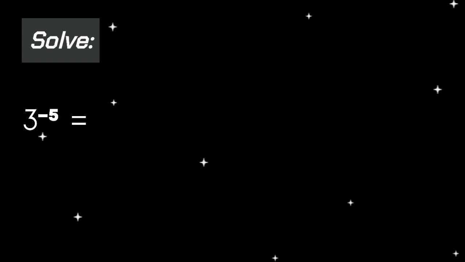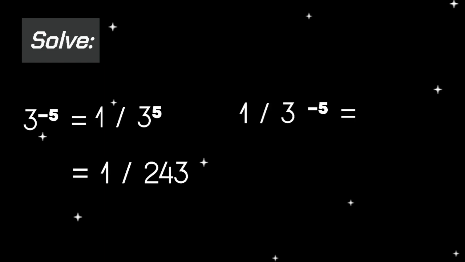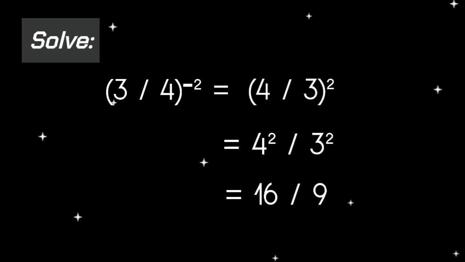First, 3 raised to power of negative 5. First thing to do is reciprocate, or 1 over 3 raised to power of 5, that would be equal to 1 over 243. What if the situation was like 1 over 3 raised to power of negative 5? Well, just reciprocate the number that has the negative exponent with it. So that would be 3 raised to power of 5 equals 243. But what if the whole fraction is raised to the power of negative n? Well, just as easy. Just reciprocate and then distribute the exponent and then multiply.